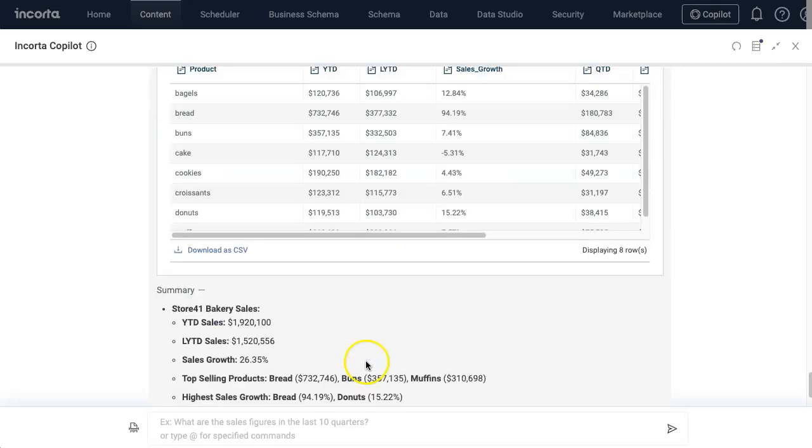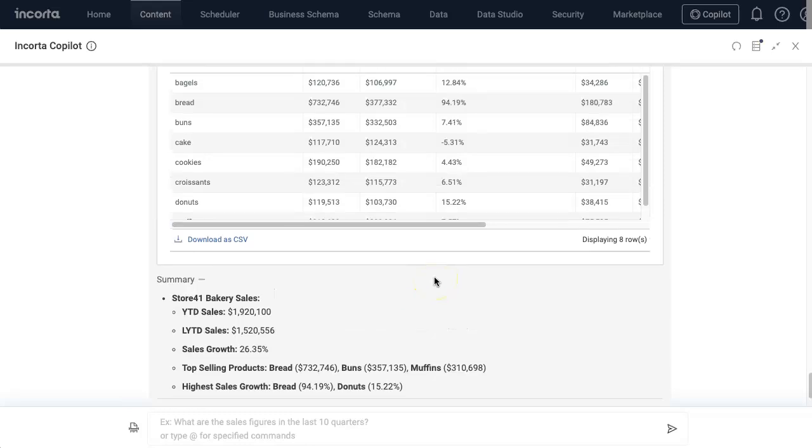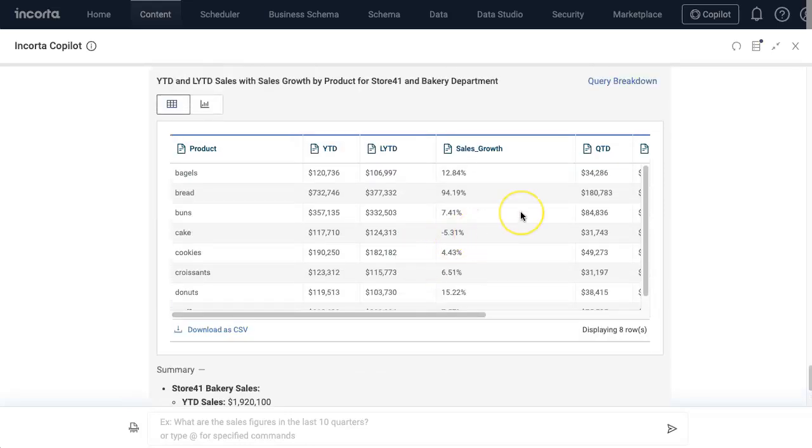Just by asking a few questions, we are able to nail down why store 41 is the topmost store in year 2024. And then based on a few more questions, we are able to see significant growth for some of the products in bakery, like bagels and bread, where the year to date and quarter to date growth is significantly high. So let's share this with all the store managers for 200 plus other stores and share the success story of store 41 with other stores.